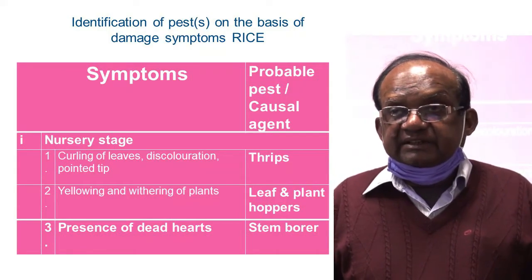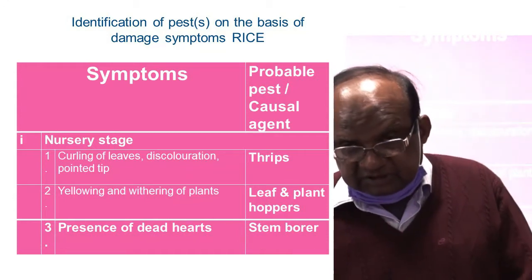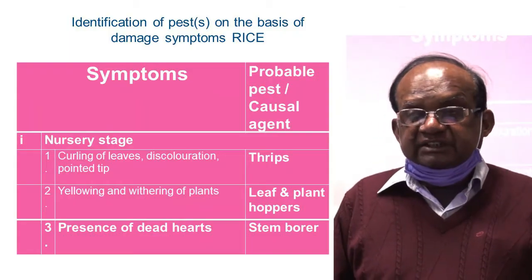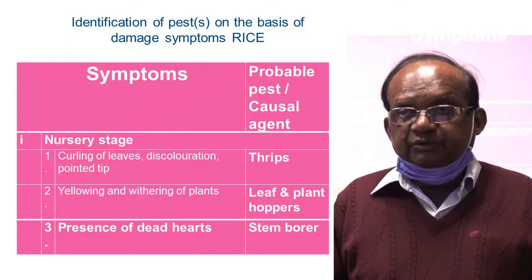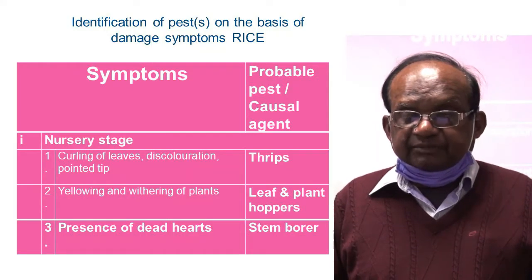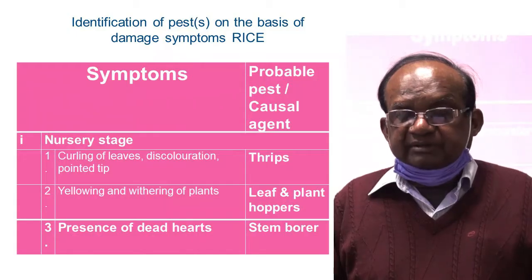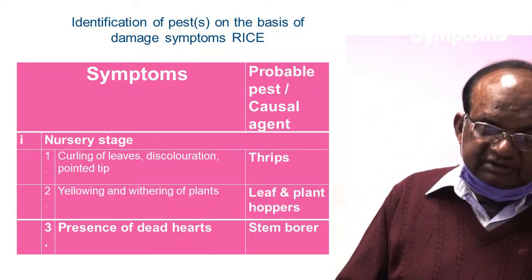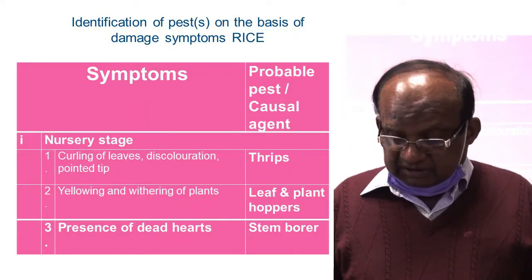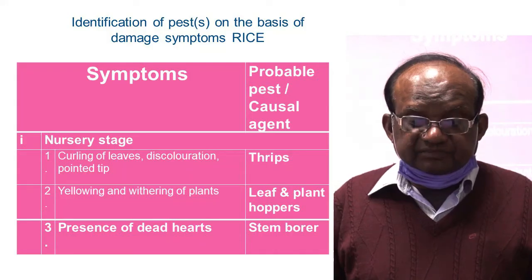In case of rice, the whole crop growth stage can be categorized into nursery stage, vegetative stage, reproductive stage, then harvesting stage. So right from sowing to harvesting, different types of pests are affecting and damaging the crop. So first think upon the nursery stage of the rice.